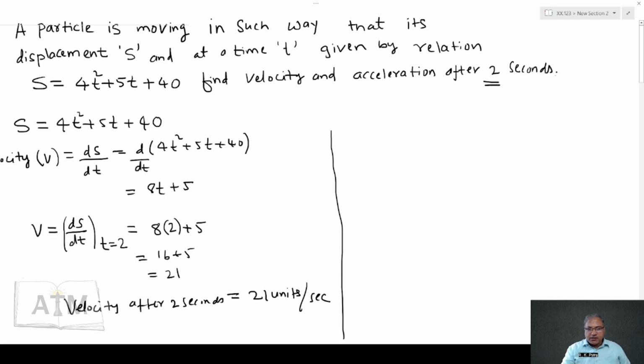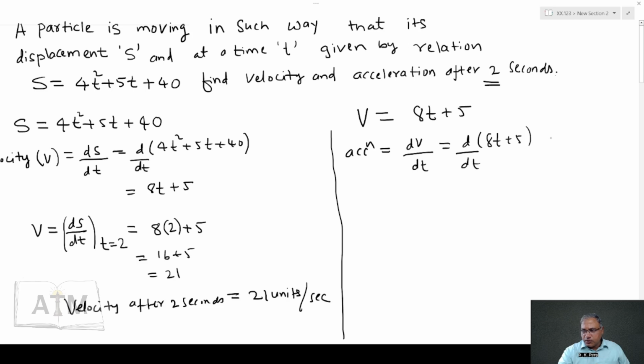We know that acceleration is nothing but the rate of change of velocity. So velocity is given by 8t plus 5. Now acceleration equals the rate of change of velocity, that is dv by dt, which equals the differentiation of 8t plus 5 with respect to t. So that equals 8.